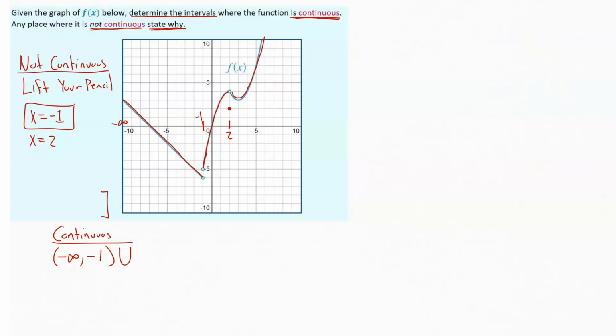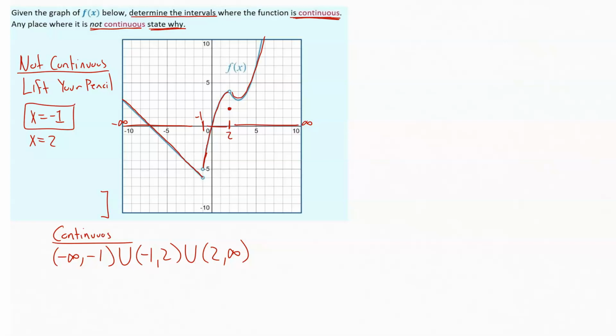Then I put a union symbol. It would start again at -1, and then it would go until 2. And then again, use the parenthesis at 2 because I had to pick my pencil up there. And then union that with starting at 2 and then heading off here to +infinity. And so that would be our intervals where the graph is continuous.